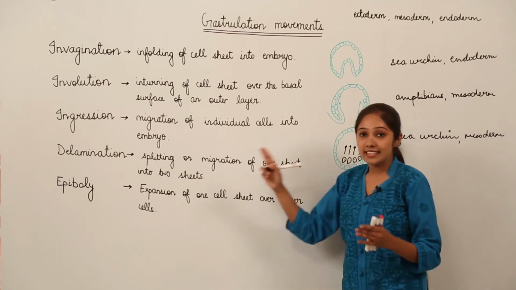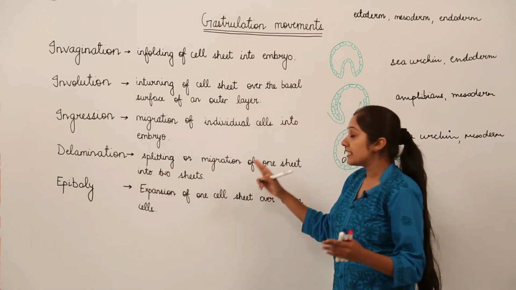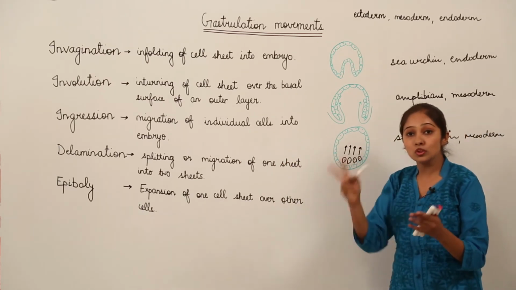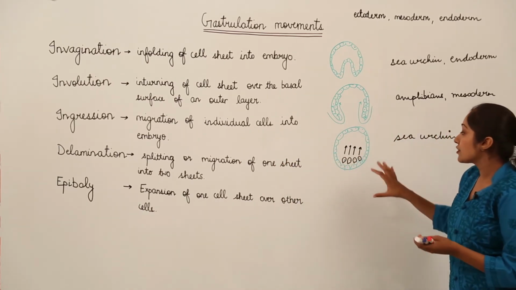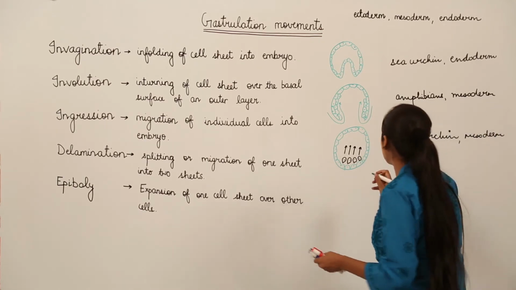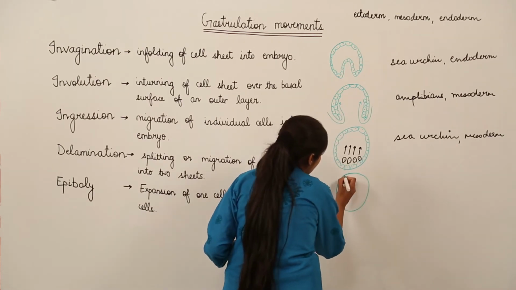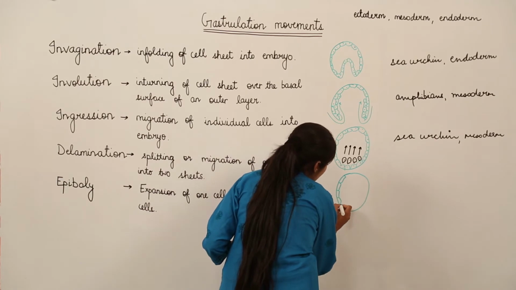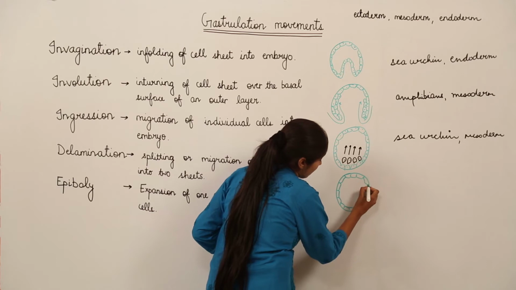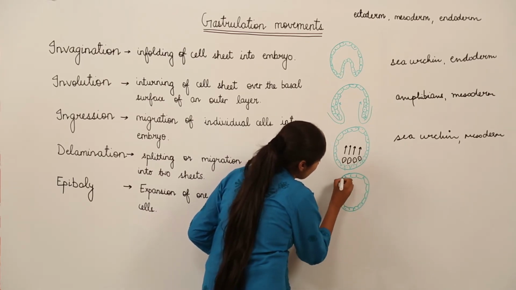Next we move on to the next type of gastrulation movement, that is delamination. What is it? Delamination is splitting or migration of one sheet into two sheets. So let's see, when I draw, you'll have a clearer idea of what delamination is. Let's draw this delamination. So in this case, we have cells. And these cells, there are many cells obviously.